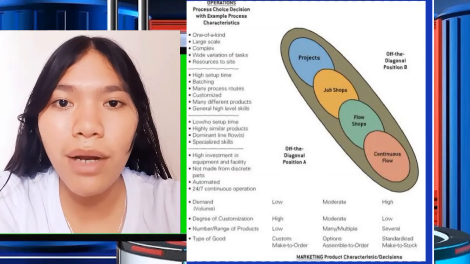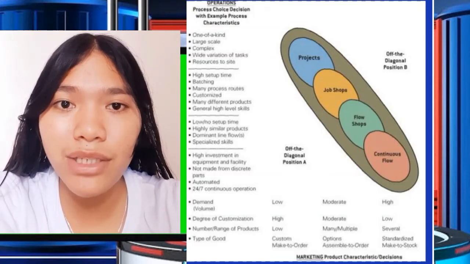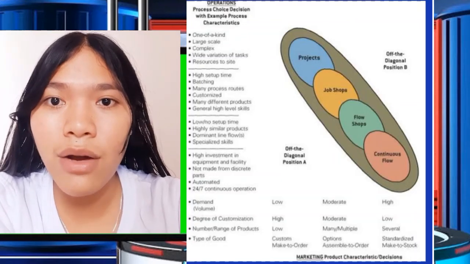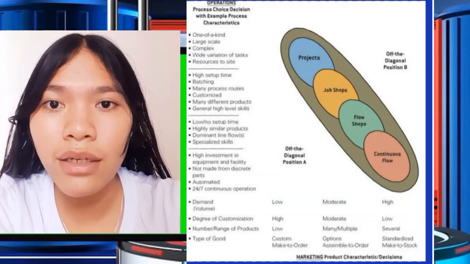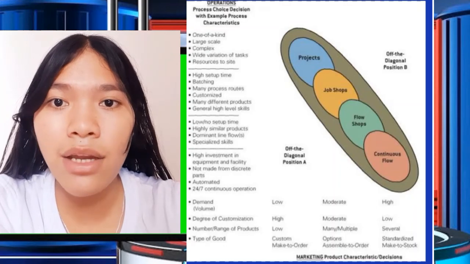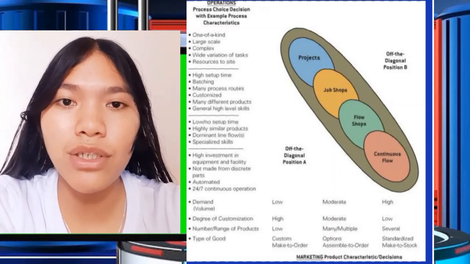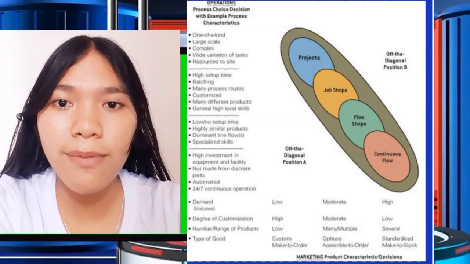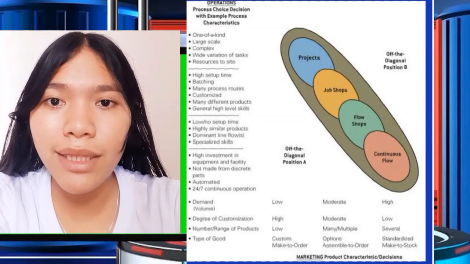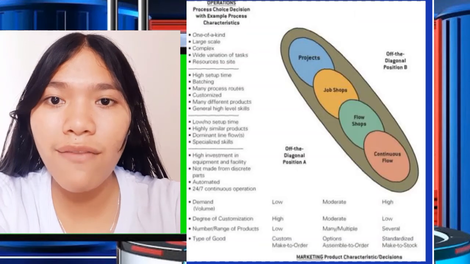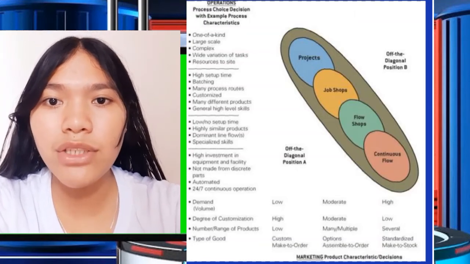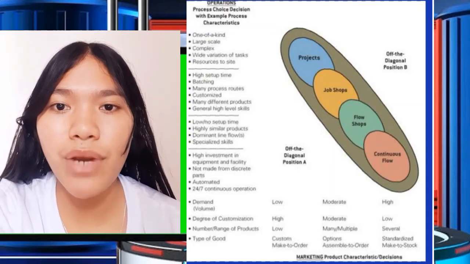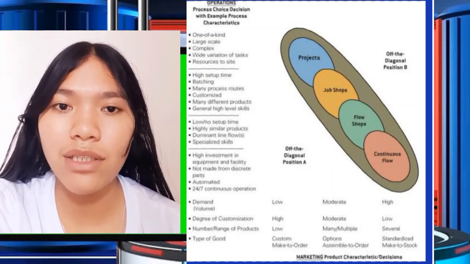For example, di ba, makita na ito ang alignments. For example, there is a project, so unsay naka-align niya, which is ang iyang characteristic nga one of a kind, large scale, complex, wide variation of tasks, and the resources to site. So mao na siya ang characteristics sa projects nga naka-align. So next is the job shops. Ang alignment niya is the characteristic of having a high setup time, the batching, the many process routes, customize many different products, and the general high-level skills.